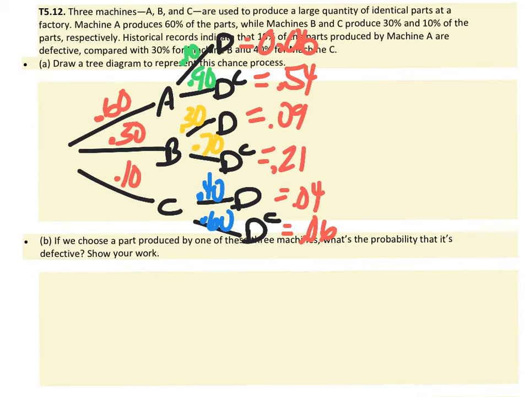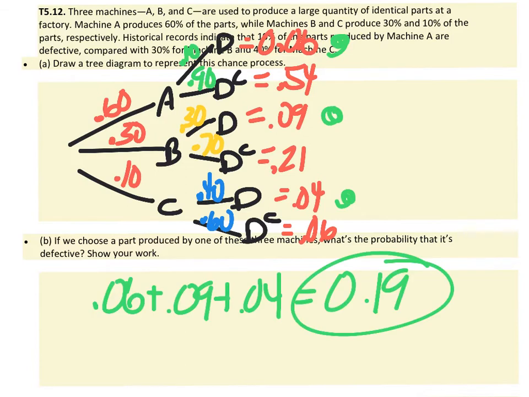All right, part C. If we chose a part produced by one of these 3 machines, what is the probability it's defective? So in this case, they want us to look at all 3 of the machines, so really we're looking at the entire tree. And we just want to identify those that would be defective. So the defective ones that we can tell here are going to be this probability, this one, and this one here. If you add those up, the probability of this happening would be 19%.